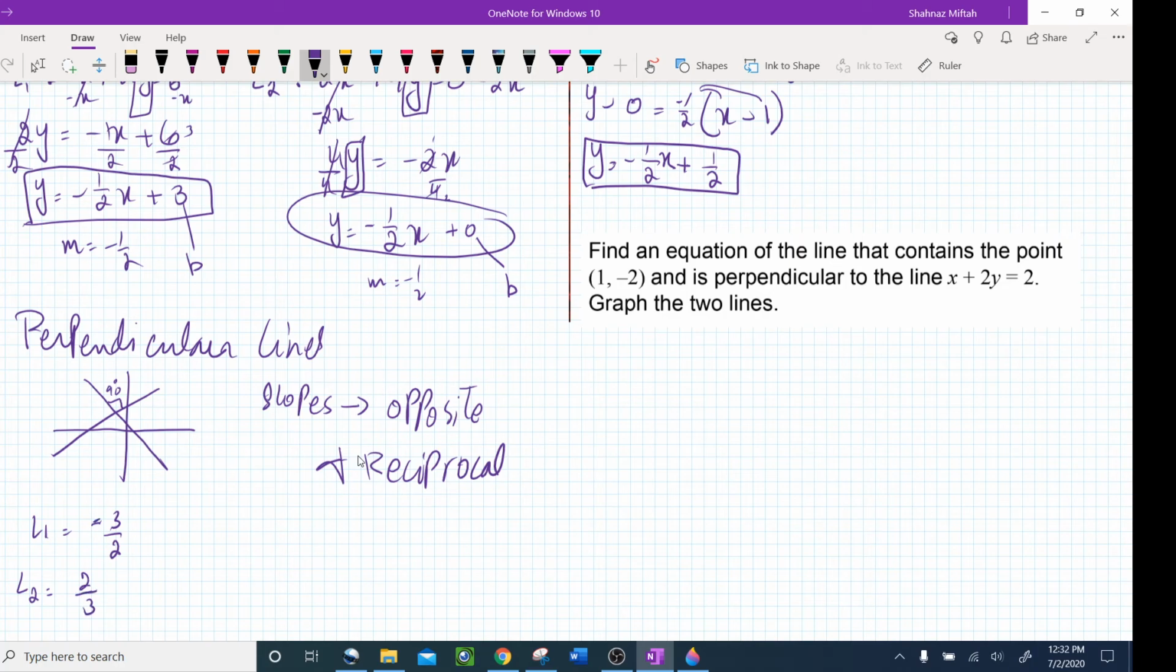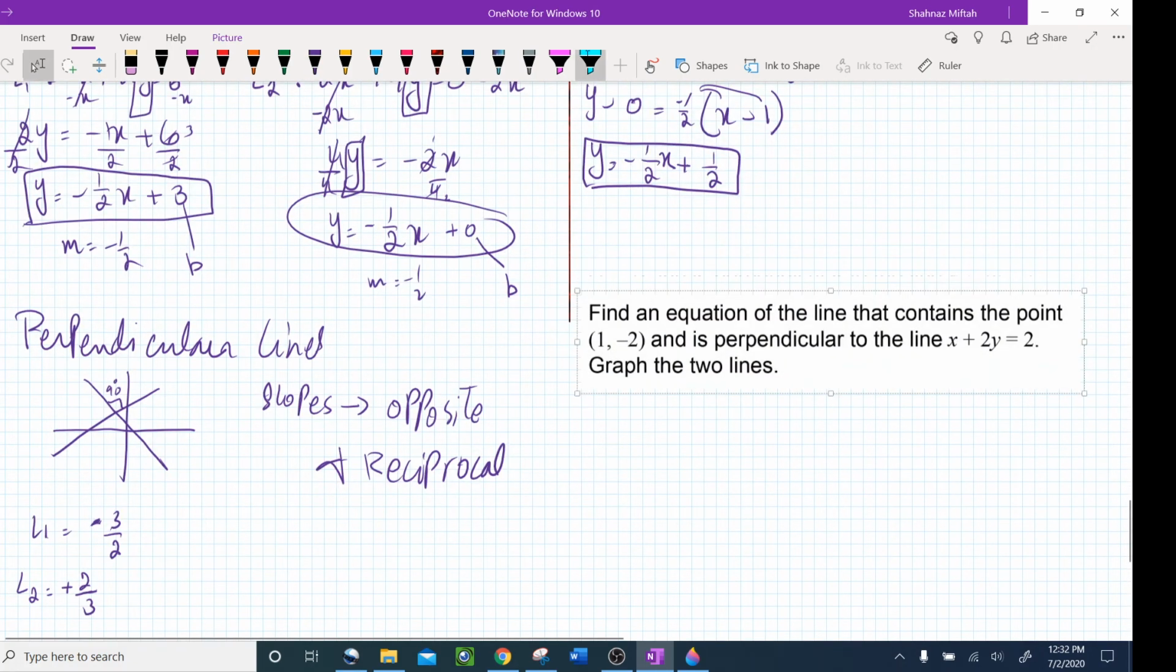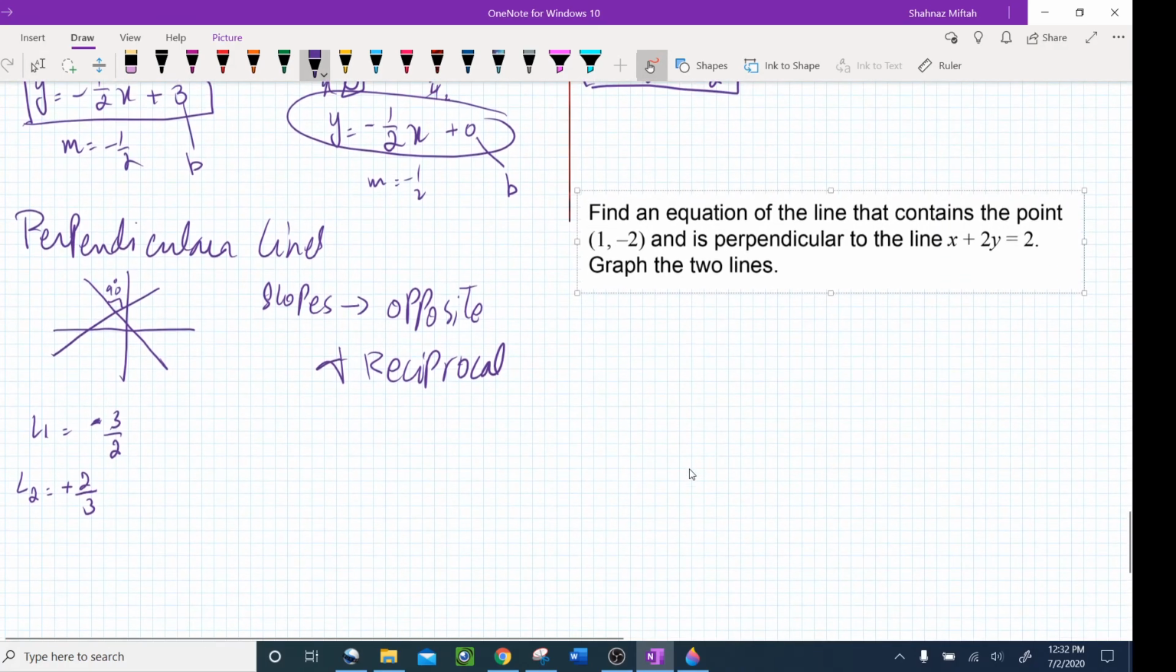Opposite means if this is negative, then this one is positive. And I did the reciprocal, like I flipped them. So if their slopes are opposite and reciprocal, it means the lines are perpendicular to each other. Okay. So let's do this equation. I think this is the last example that we have here. And let's try. Find the equation of the line.